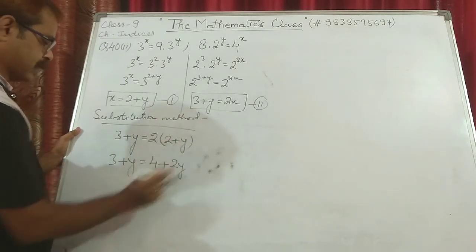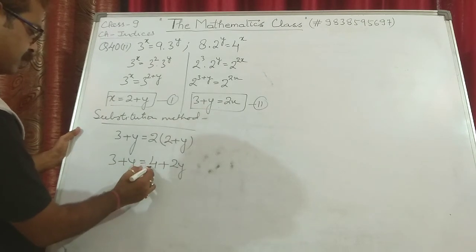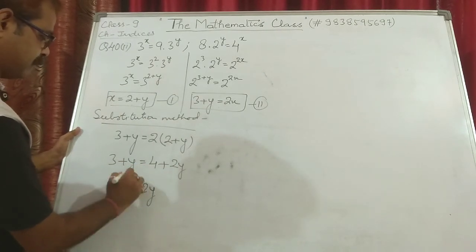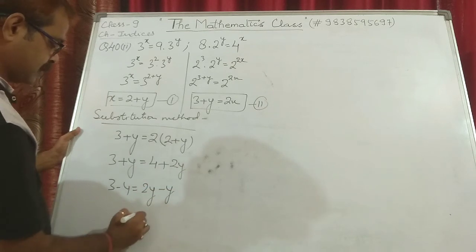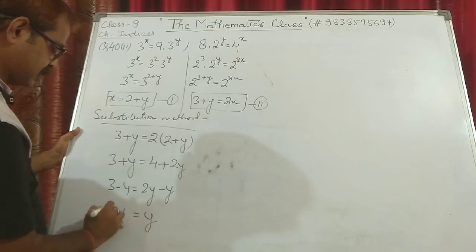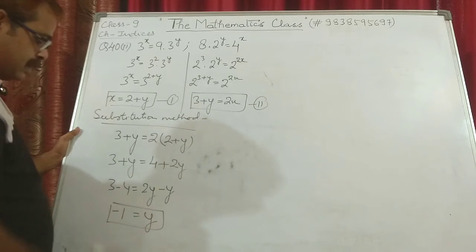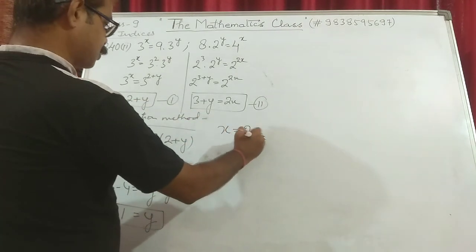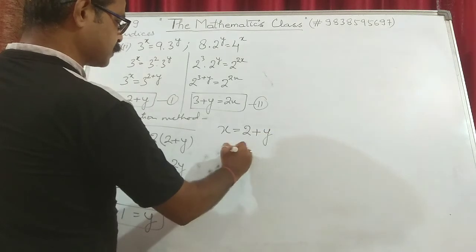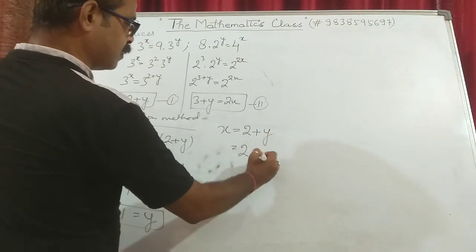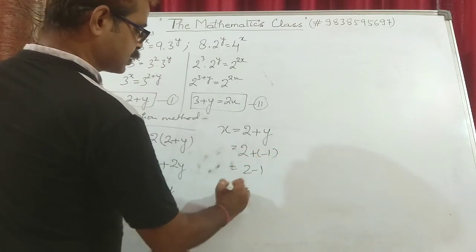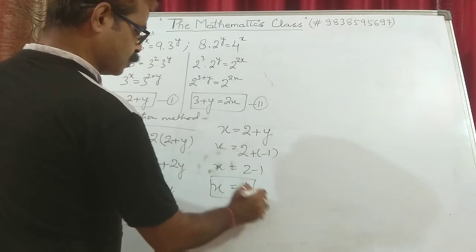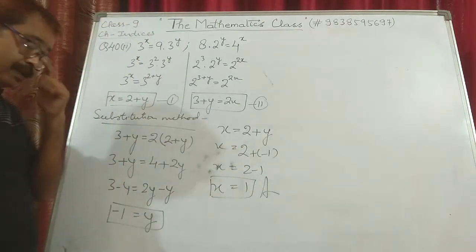2 into 2 is 4 and 2y. So this 4 will come to this side. 3 minus 4 is equal to 2y. y goes to that side, minus y. So y is equal to minus 1. We got the value of y. If we substitute this value of y in equation number 1, we can get x equal to 2 plus y. 2 plus y means 2 plus of minus 1, that is 2 minus 1, that is 1. We got x as 1. So that is the final value.